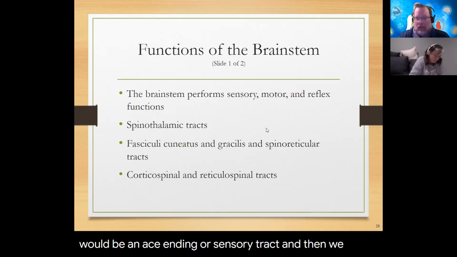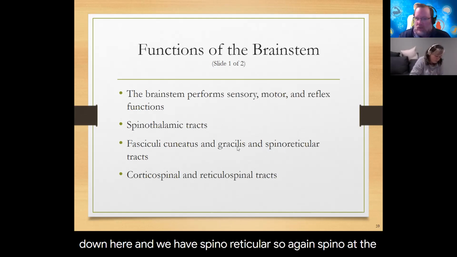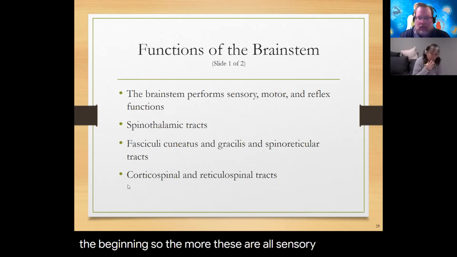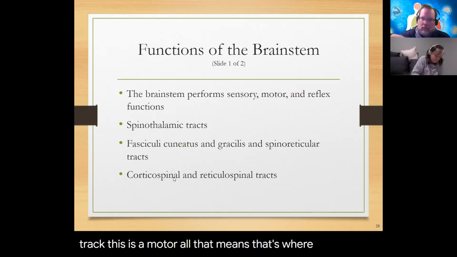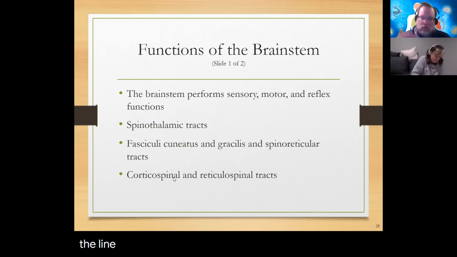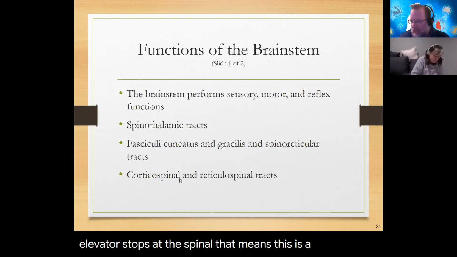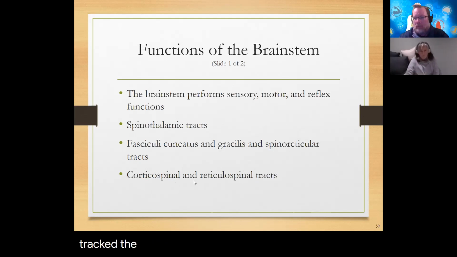And then we come down here and we have spino-reticular. Again, spino is at the beginning, so these are all sensory tracts. Then we come down to the bottom one and we see spinal is at the end of the word. This tells us that this is a descending tract, a motor tract. The end of the word has spinal, which means that's where the line ends, or where the elevator stops. The elevator stops at the spinal, so this is a descending tract that's bringing motor.